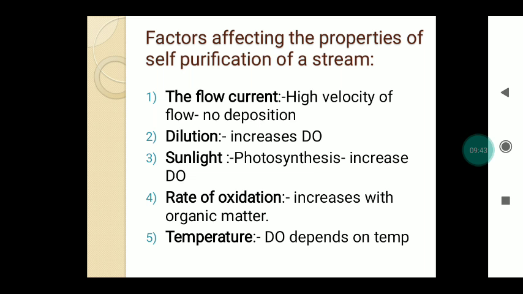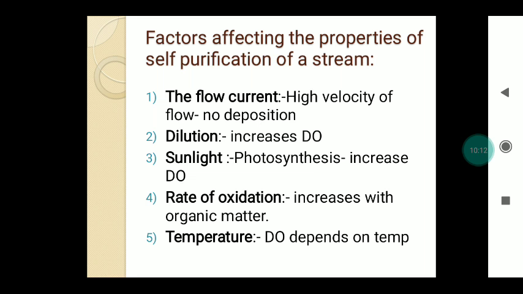Dilution means the sewage gets diluted with a large amount of water, which increases the dissolved oxygen in the water, which helps in the self purification process. The third factor is sunlight. It is a very important factor in which the algae, by the process of photosynthesis, release oxygen in the water, which helps the purification process of a natural stream.